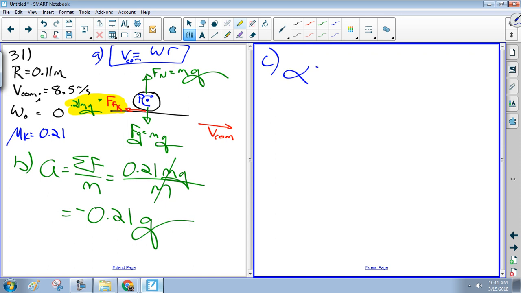All right, so that means our alpha is our net torque over our rotational inertia. So how am I going to find my net torque, you guys? What force is providing the torque? Friction, right? What is the length of my lever arm? The radius of the ball, right? Follow? Okay, so this is going to be our force of friction, which is 0.21 mg, times the radius of the ball, which is 0.11, right? Being sloppy about units. Everybody cool?